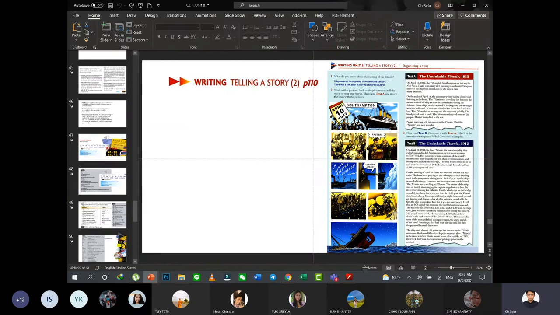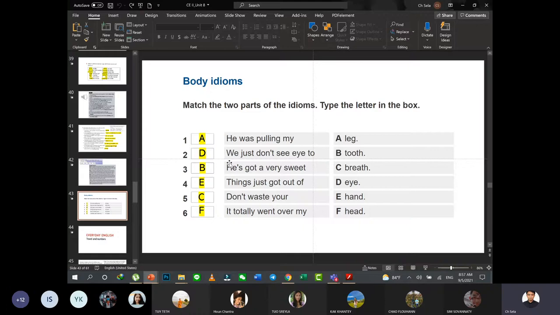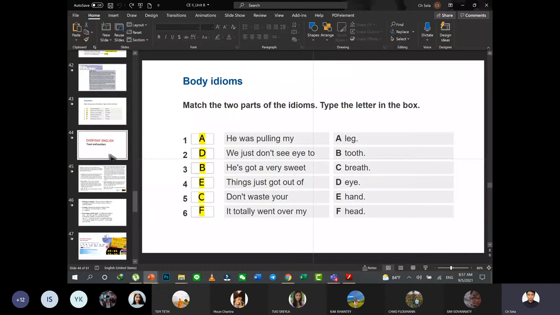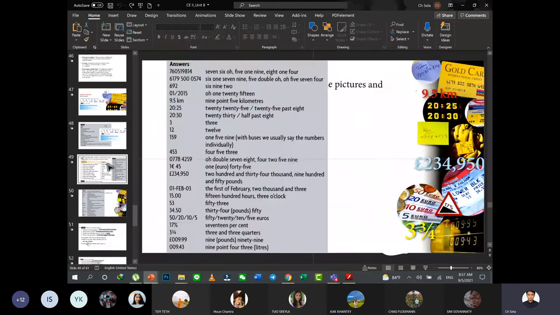I think we finished everything already, right? We finished everything or not yet? We haven't finished the writing, right? This one we learned from last week. There was the idiom with the body part. And everyday English, we did it already. Did you review the lesson, everyone? How to read a number?